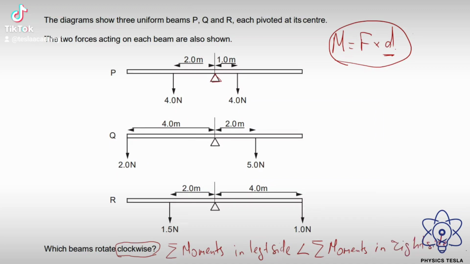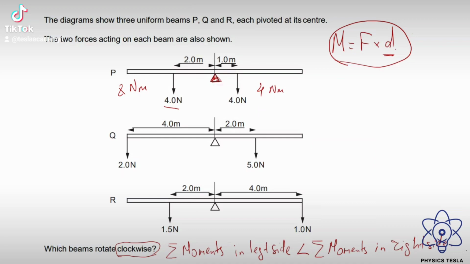So now let's apply this rule to our beams. Okay, this is our pivot. There are two forces on both sides, and they gave you the distances. Now we must calculate the moment for both sides. For this side, 4 times 2 will be 8 Newton meter. For this side, it will be 4 Newton meter.